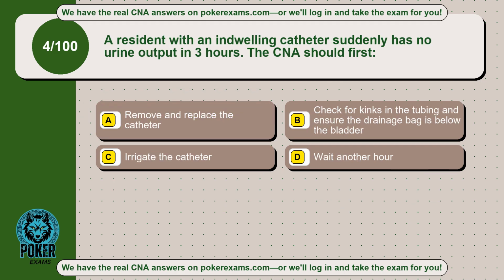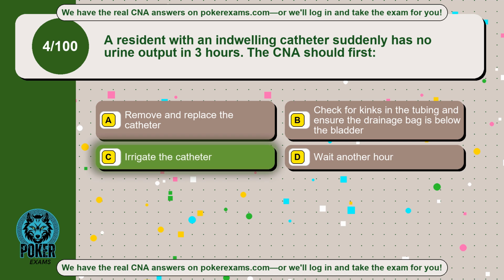Question 4. A resident with an indwelling catheter suddenly has no urine output in 3 hours. The CNA should first: Option A, remove and replace the catheter. Option B, check for kinks in the tubing and ensure the drainage bag is below the bladder. Option C, irrigate the catheter. Option D, wait another hour.